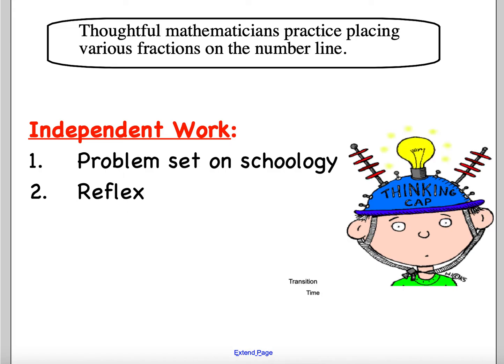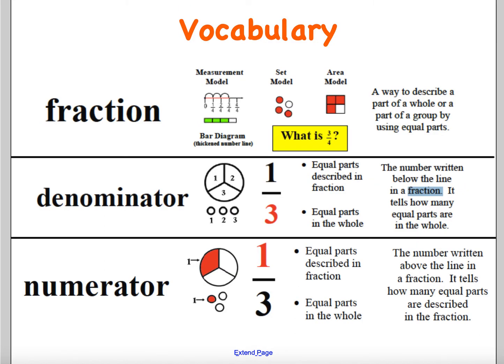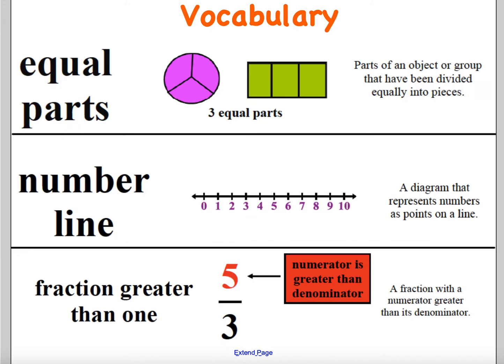We're continuing to place fractions on the number line. As you can tell by our learning intention, thoughtful mathematicians practice placing various fractions on the number line. So again, we've seen these vocabulary words a few times now, so go ahead and pause, read these to yourself. And pause again to read the rest of these vocabulary words to yourself.